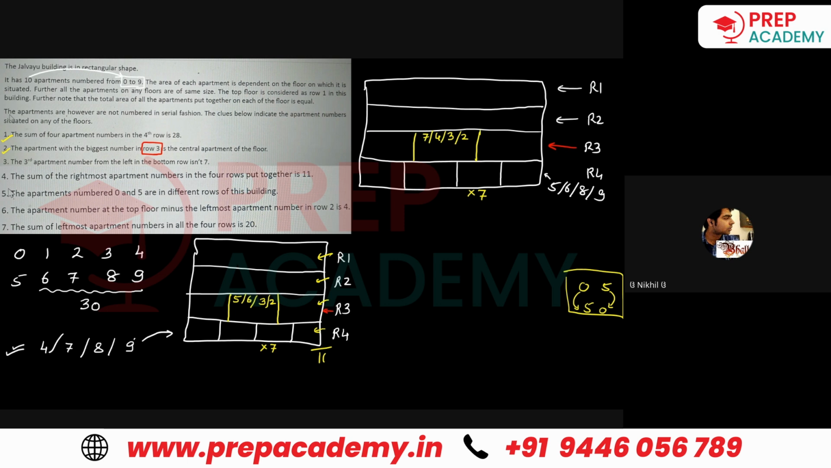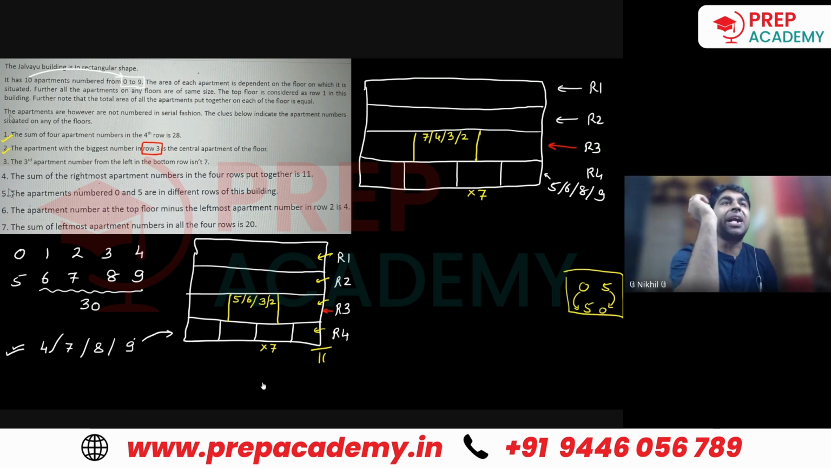The apartment number at the top floor minus the leftmost apartment in row 2 is 4. Now, there's a lot to be said about this particular statement. Student number 6, I'm talking about. Okay. So what all we can understand with the help of this statement? The apartment number, not numbers, or one of the apartment numbers on the top floor, nothing like that is mentioned.